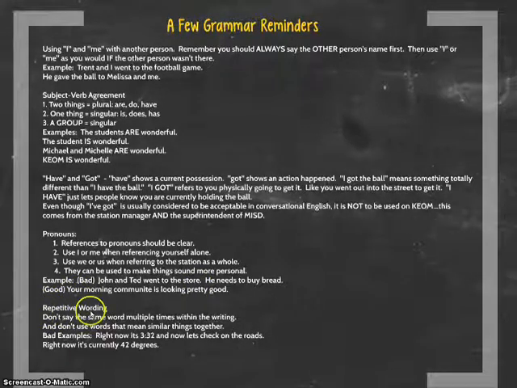Okay, and finally, let's talk about repetitive wording. You shouldn't say the same word multiple times really close together within your writing. For example, you wouldn't want to say, right now it's 3:32 and now let's check on the roadways. You don't need to use now so close together twice. You also shouldn't use words that mean similar things close together. For example, right now, it's currently 42 degrees, because right now and currently really mean the same thing.